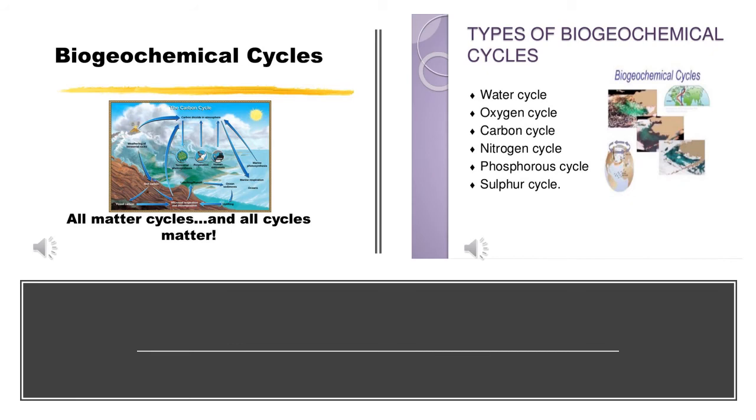Here are some types of biogeochemical cycles. We have water cycle, oxygen cycle, carbon cycle, nitrogen cycle, phosphorus cycle, and sulfur cycle. We have learned about the water cycle in our lower classes. How is rainfall produced? Correct? Today we are going to learn about the nitrogen cycle. So let us see how nitrogen is captured from the atmosphere and how it is made available to us.